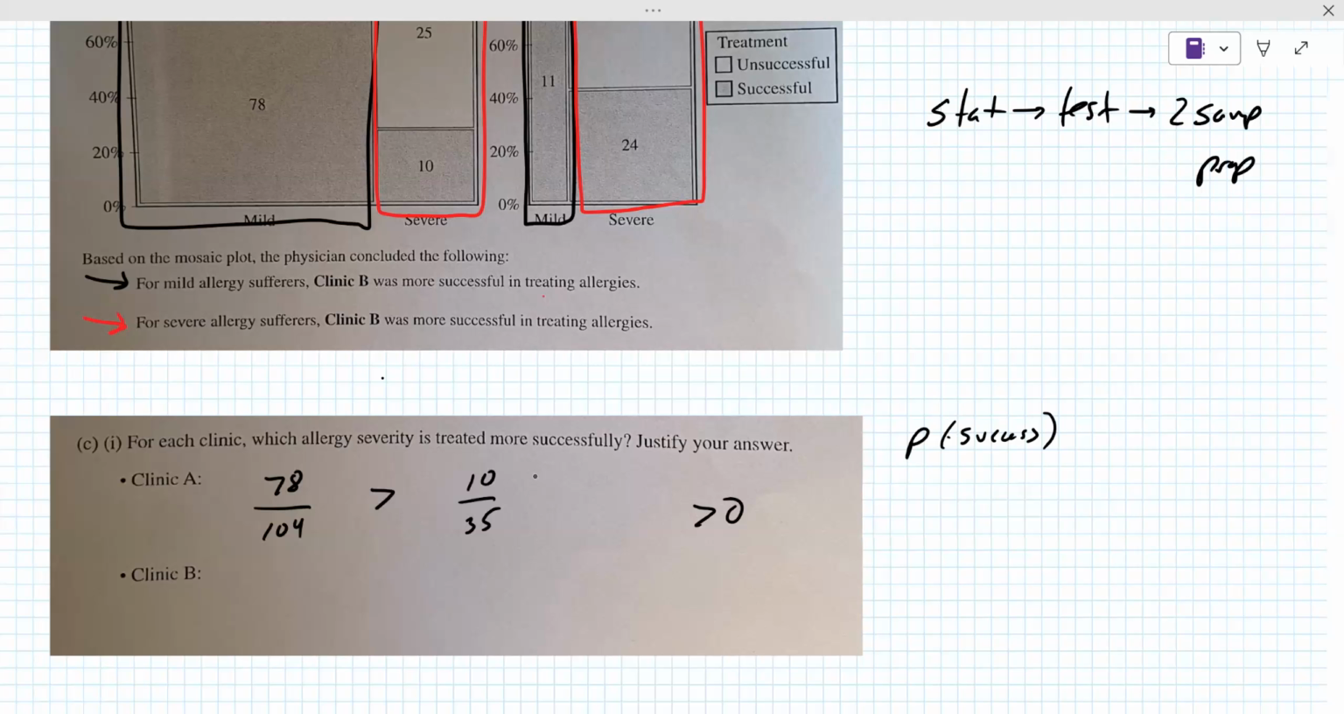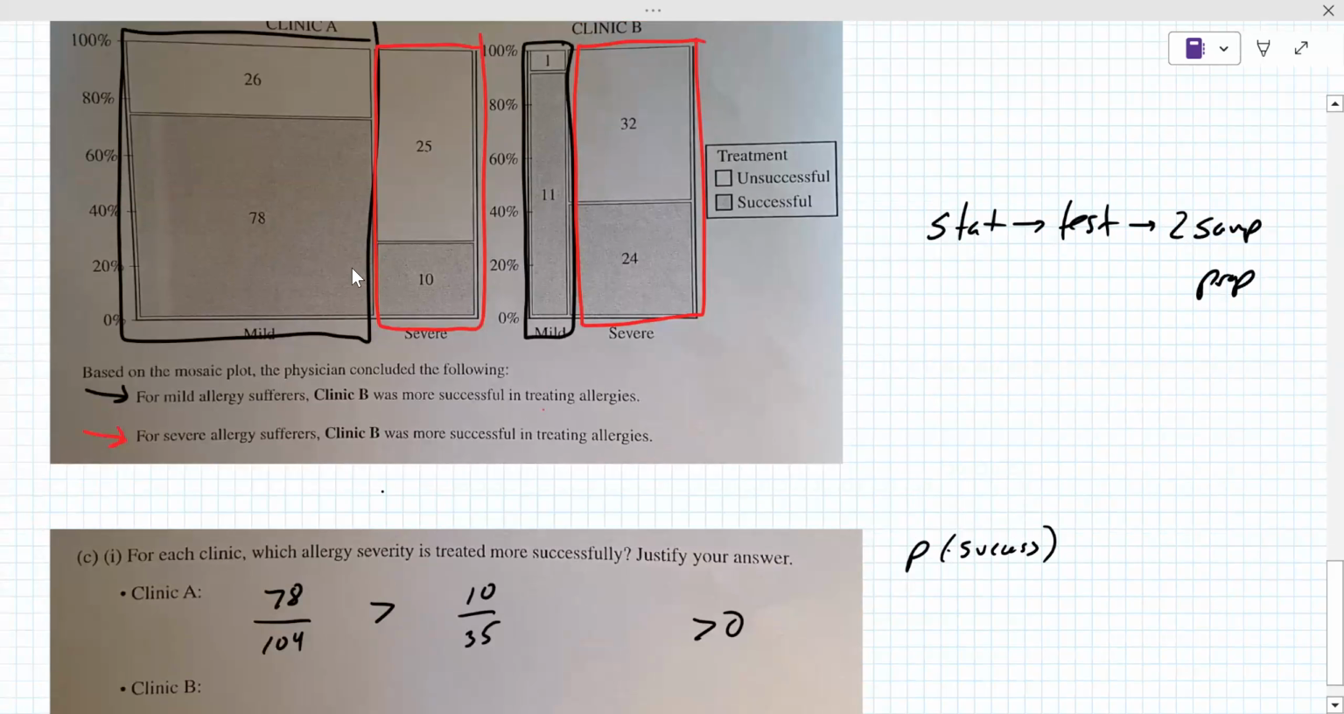Are you running into problems? Do you have a p-value? Yeah, I do have a p-value. I got 0.285, but these are very different, so it should be fairly significant. Let me do it on mine here. 2-proportion, sample summary. So 78 out of 104, and 10 out of 35. I get a p-value of basically 0.